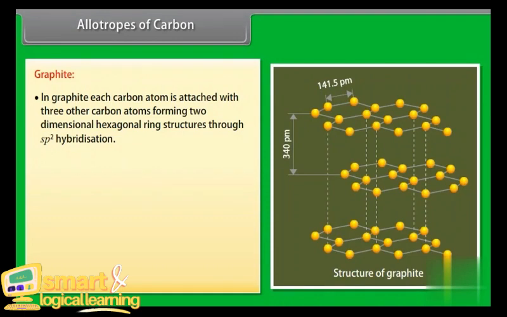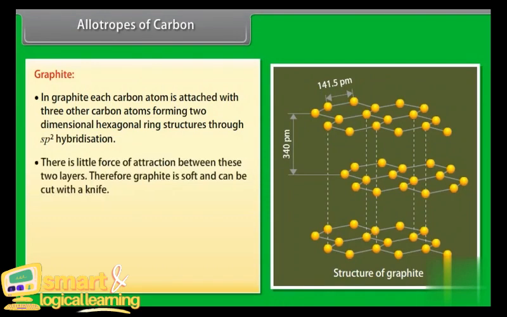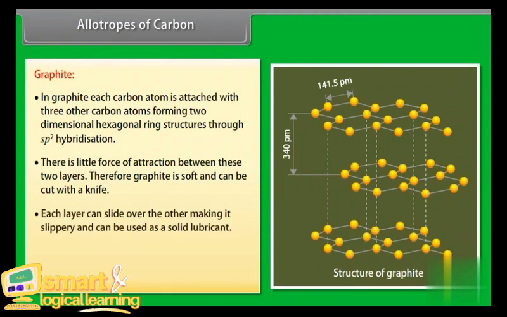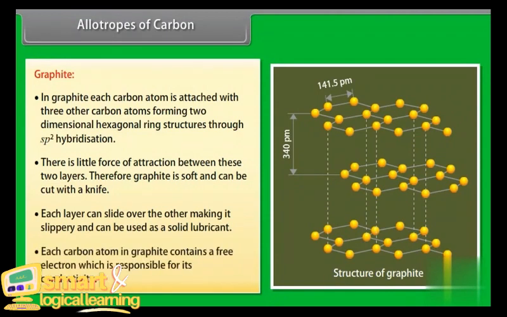structures through sp2 hybridization. There is a little force of attraction between these two layers. Therefore, graphite is soft and can be cut with a knife. Each layer can slide over the other, making it slippery and can be used as a solid lubricant. Each carbon atom in graphite contains a free electron, which is responsible for its conductivity.